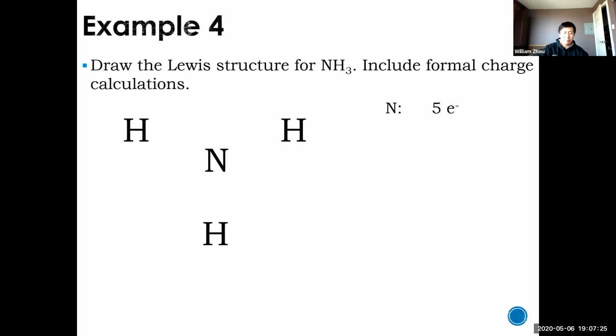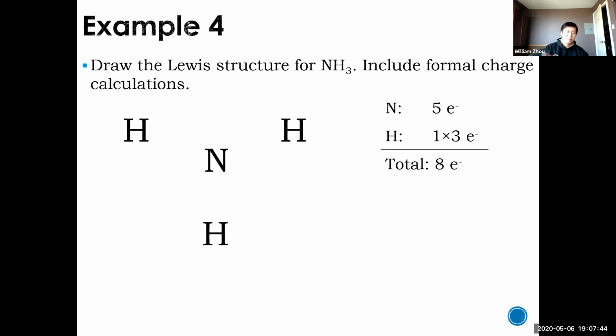So once you do that, nitrogen has 5 valence electrons, hydrogen has 1, but then you have 3 hydrogens, so you multiply that by 3. You add them up, you have a total of 8 valence electrons for this structure. You count the total number of valence electrons.